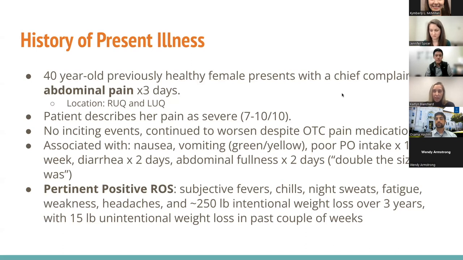A few other things that contribute to her picture. Just some subjective fevers, chills, night sweats, as well as fatigue and overall weakness. She had noticed about a 15-pound unintentional weight loss since this illness began. And then she had a 250-pound intentional weight loss over the past 3 years.